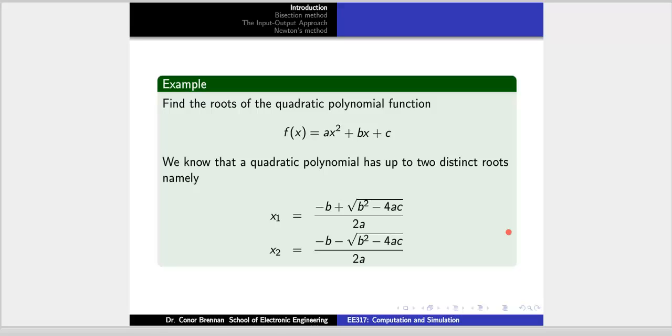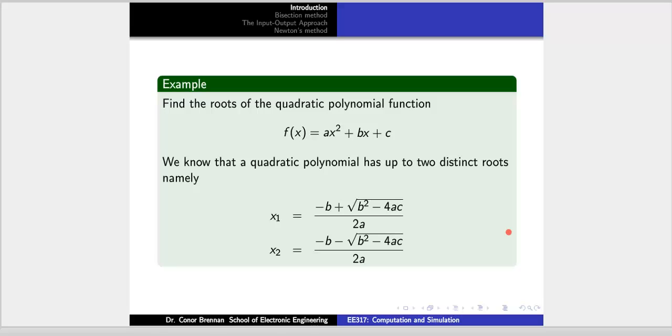So for certain simple functions, we can work out roots analytically. For example, a quadratic polynomial function, f of x equals ax squared plus bx plus c, has up to 2 distinct roots. I say up to because it may have no roots, it may only have 1 root, but it has a maximum of 2 roots. It won't have any more than 2.